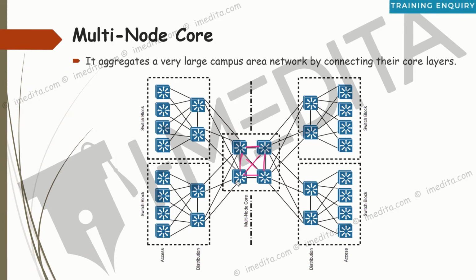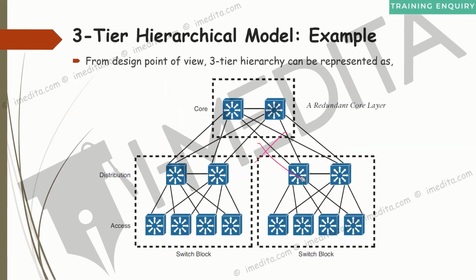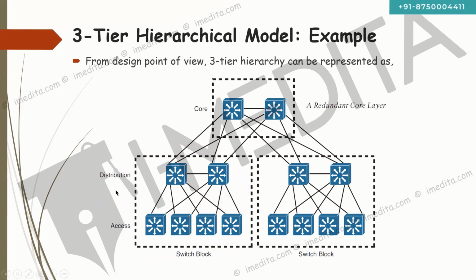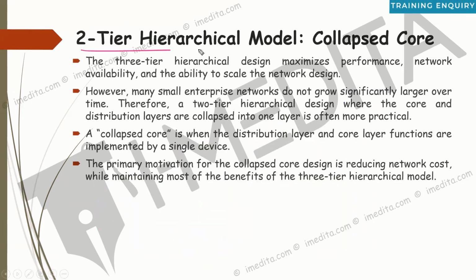But if your campus network is not that big, if you have, for example, this much, we have a few devices at the access layer, we want to connect these devices all together. So we have used the distribution layer, and that is it. Let's say you do not have a very big campus area network, then you can always go for a two-tier design, which is also referred to as collapsed core.